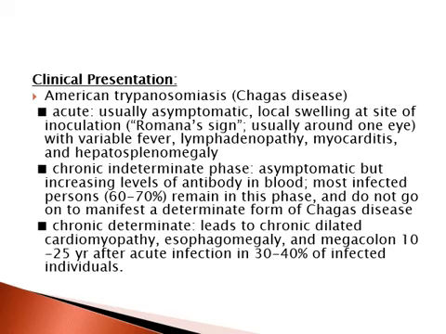But some of them develop the determinate form of Chagas disease. The chronic determinate form leads to chronic dilated cardiomyopathy, esophagomegaly, and megacolon in 10 to 25 years after acute infection. This occurs in about 30% of infected individuals.